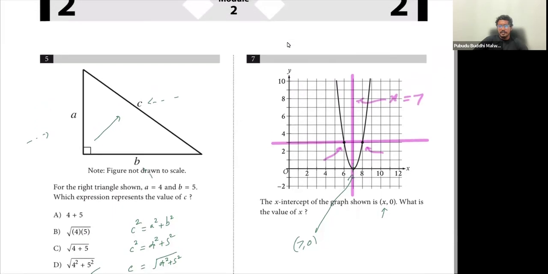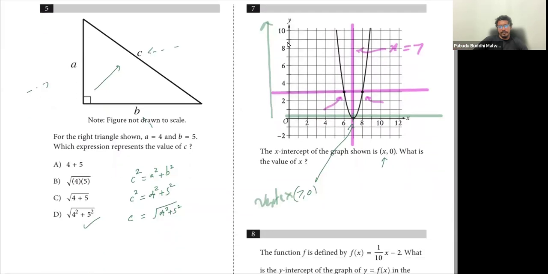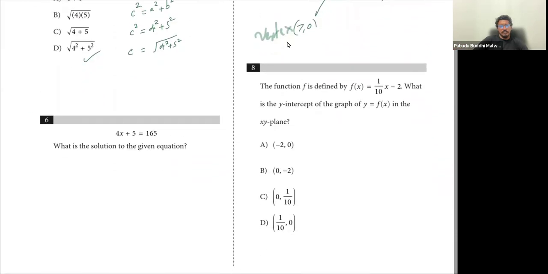And the domain and the range, what's the range? The vertex point is 7, 0. That's the vertex. The range is all the y values, 0 to infinity. Think about those cases as well. Very easy. Move 5 to the other side, then divide both sides by 4. That's 40.